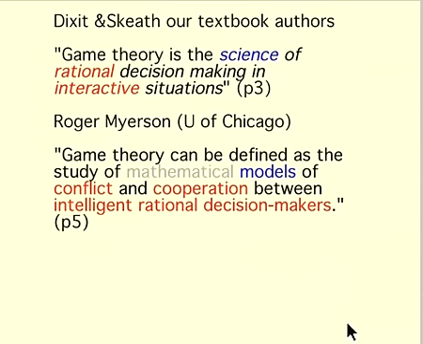Okay? So the authors of our text, Dixit and Skeath, define game theory as a science of rational decision-making in interactive situations. Okay, real abstract kind of definition. You might think initially that a game is just, well, Scrabble or a card game or maybe a sporting contest, and it's true, those are games. But the way we're going to think of games is a lot broader than that. It's wherever people interact with one another.